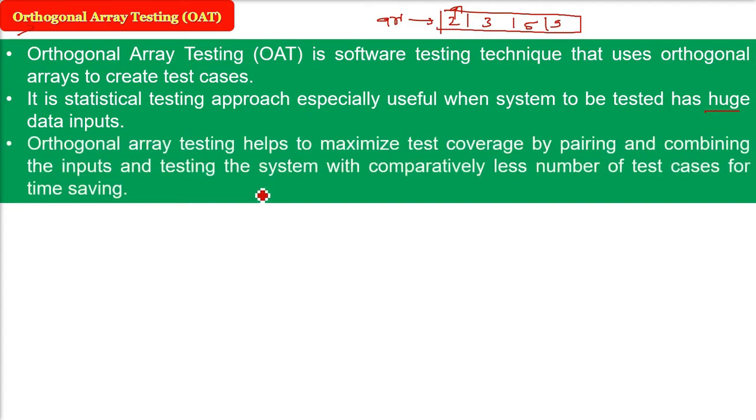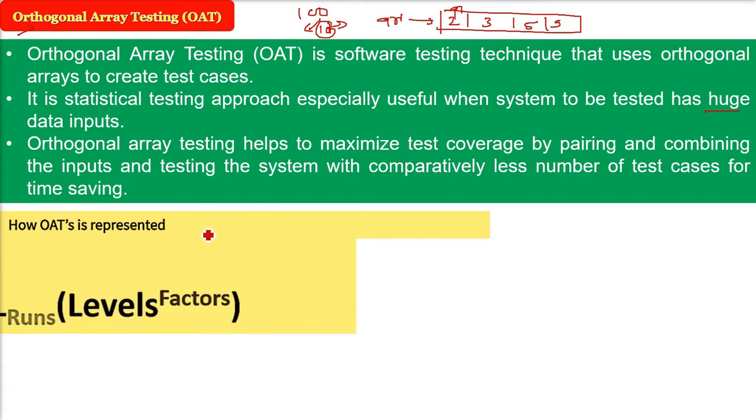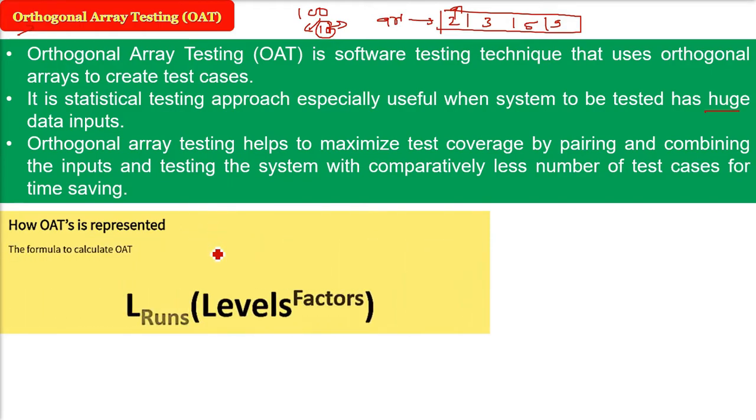So this orthogonal array testing helps to maximize the test coverage by pairing and combining the inputs and testing the system with comparatively less number of test cases for time saving. For example, if 100 is there, you just need 10 of them. How is OAT represented? The formula is like this.